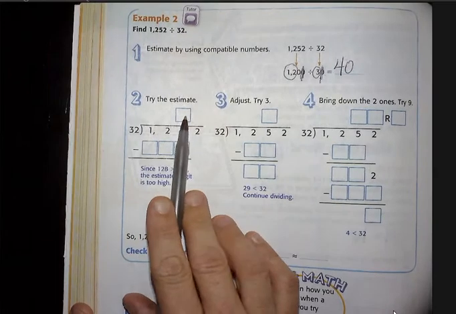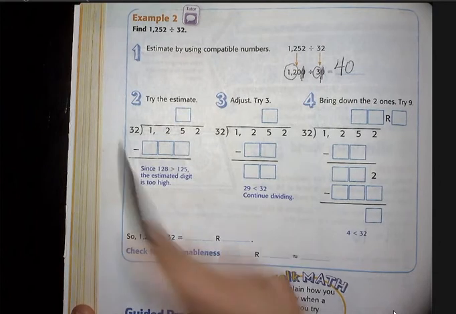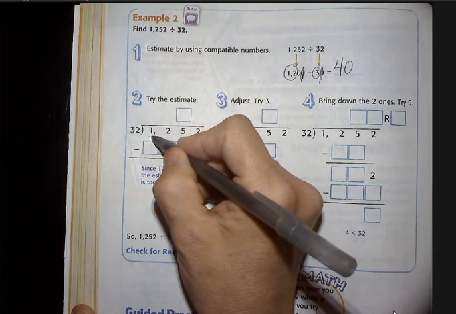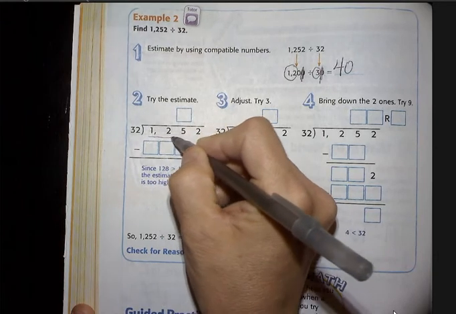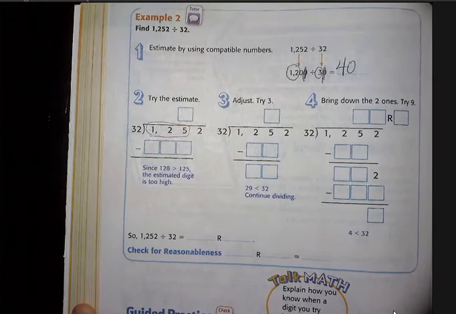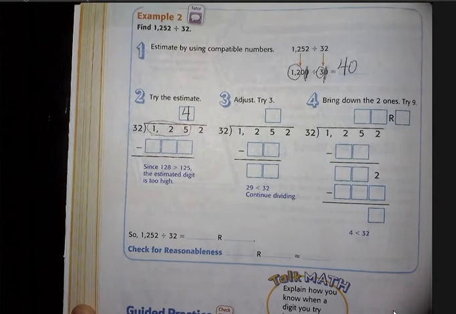So that would be my best guess of where to start here, because I don't know 32 into, watch this, it's not 32 into 1, it's not 32 into 12, it's 32 into 125. So I definitely don't know that fact. So I'm going to try my 4, because my estimate told me that the first number would be a 4.